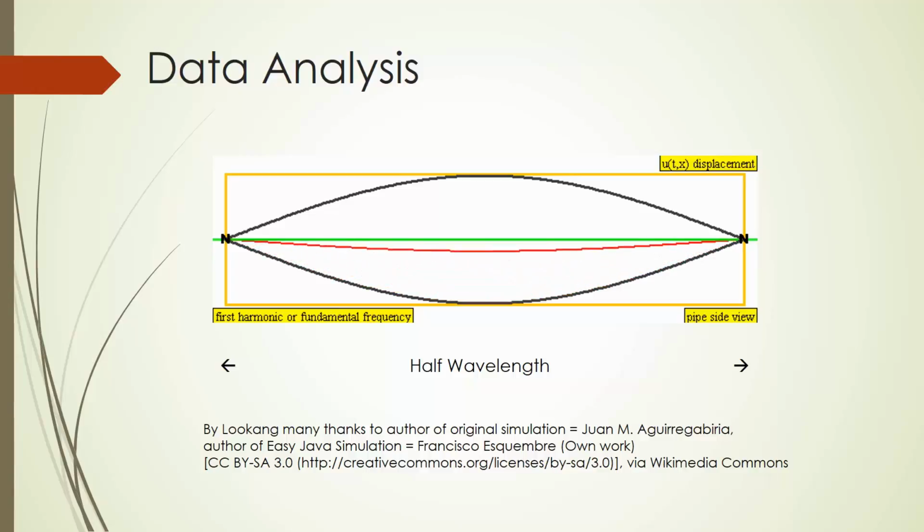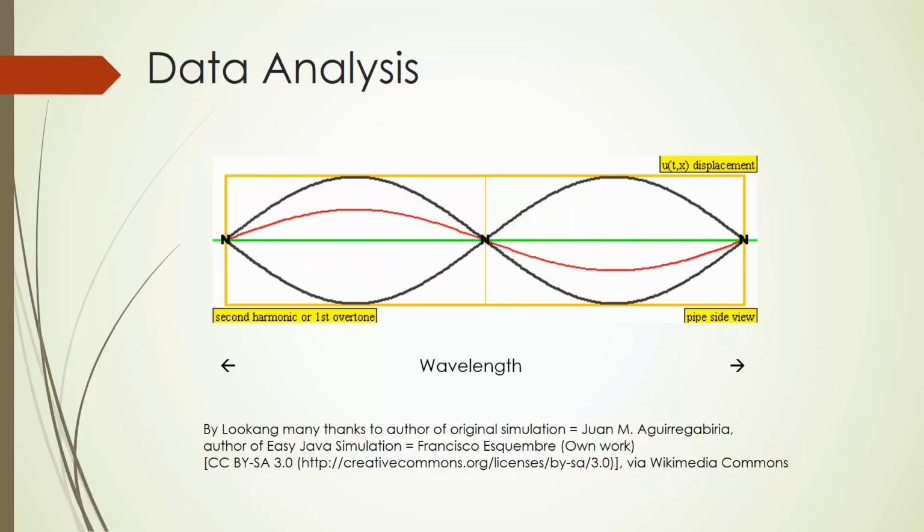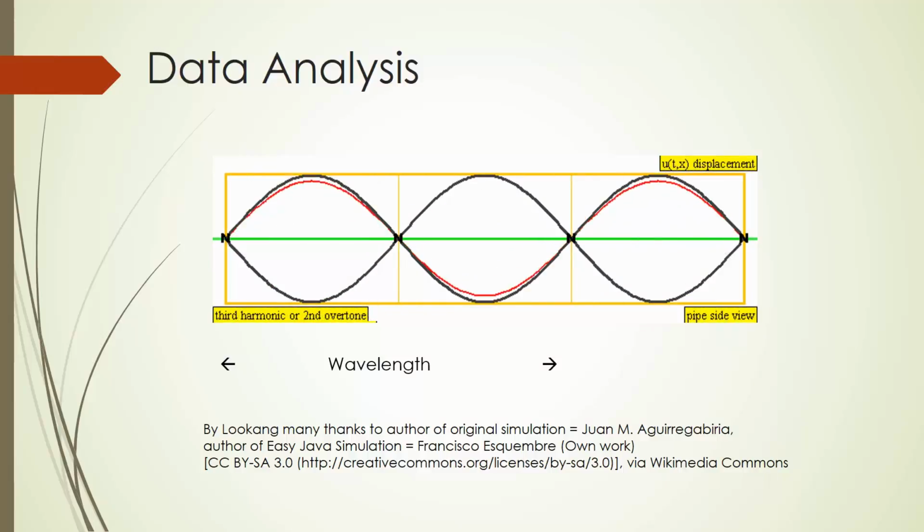Here is the example of the motion for the first harmonic. Notice that the distance from node to node is half a wavelength. The second harmonic will look like this. Now the distance from node to node is a single wavelength. The third harmonic will have 3 half waves, so the wavelength is 2/3 of the distance from one end to the other.